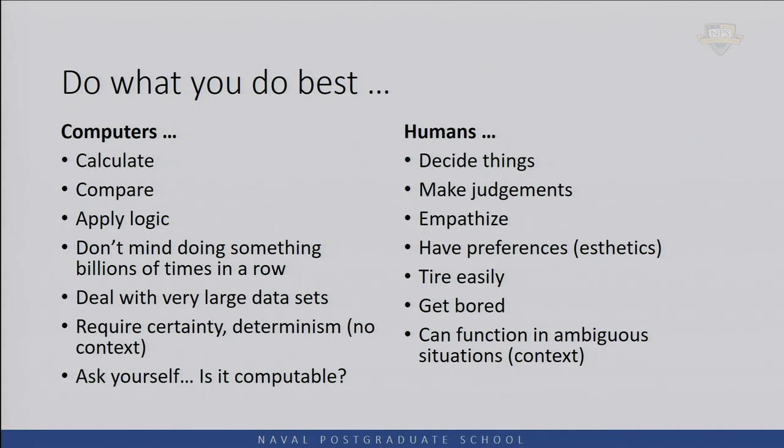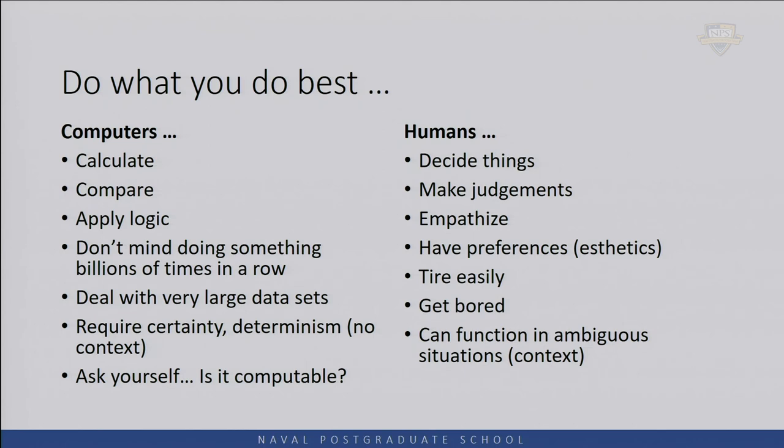There's decisions deciding what path you're going to take when you cross campus between classes. These are little micro decisions that you make all the time. To be human is to be making decisions constantly. That's what we do. And we're making judgments, like this is a good way to go, that's a bad way to go. I like this, I don't like that. We have preferences. We tire easily and we get bored, right? So vigilance tasks are not things we're particularly good at.